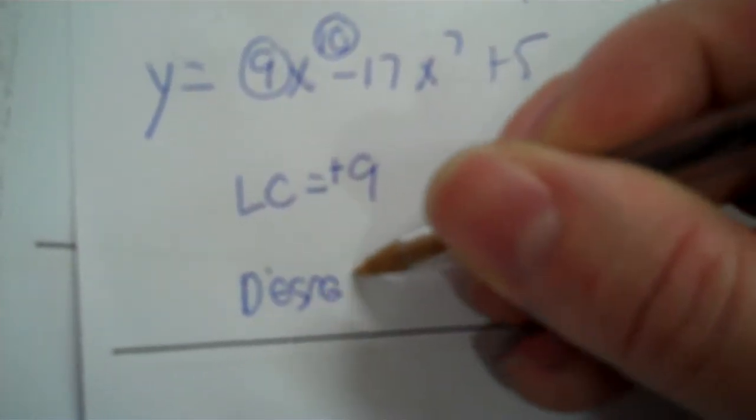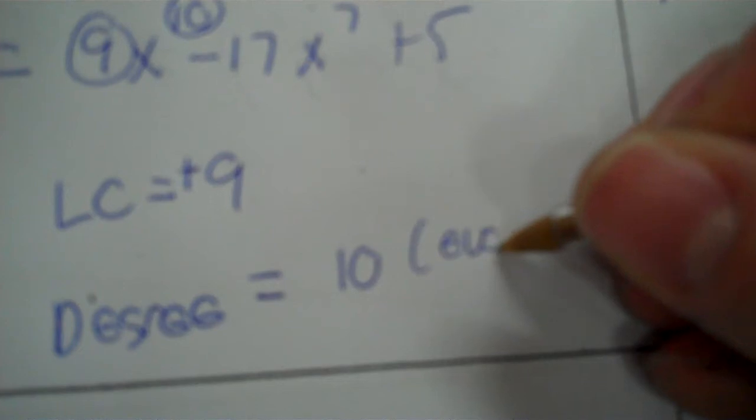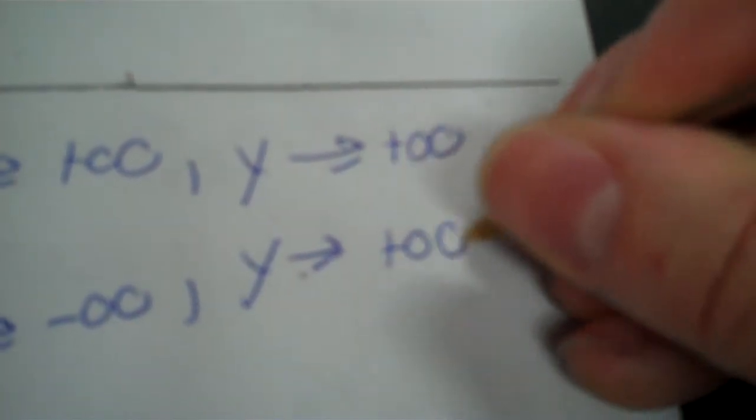Now the degree. Okay, degree is a 10. Well, 10's even. So an even degree of the polynomial means the end behaviors have to match. Okay, so the end behavior is positive infinity. We just match the end behavior. Okay. Now pause the video and go do 6, 7, 8, 9, 10, 11.